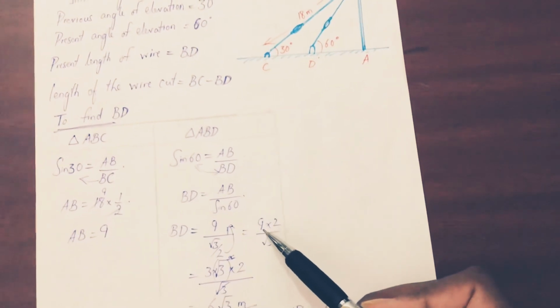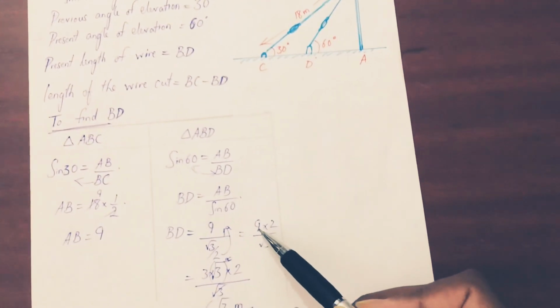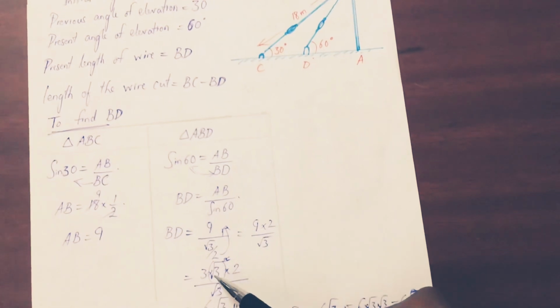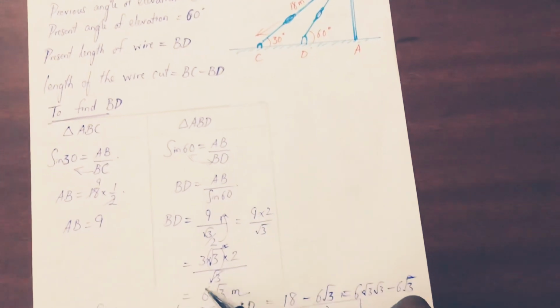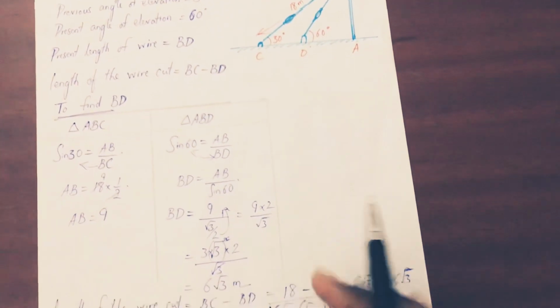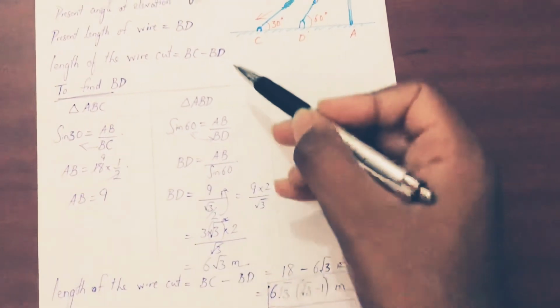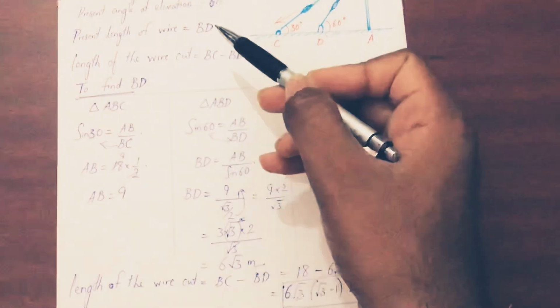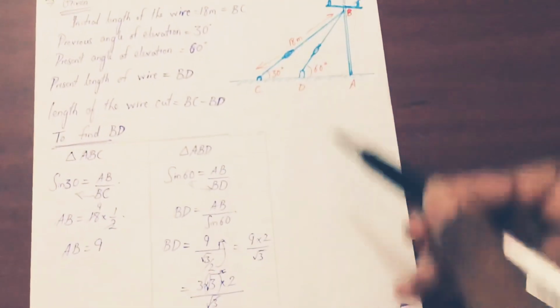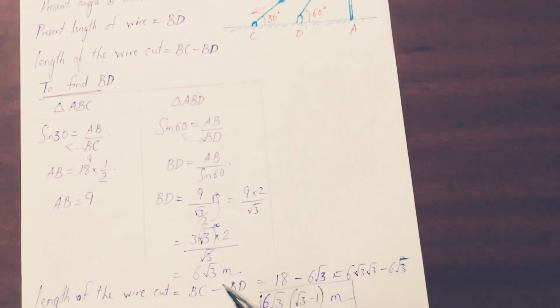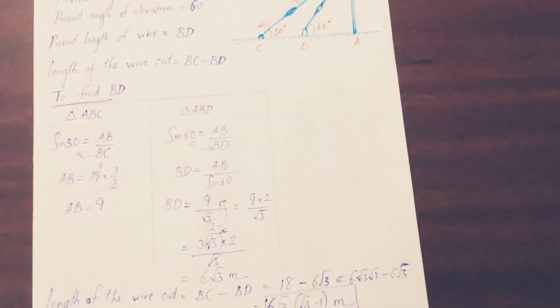Instead of doing that, what I have done is I have written 9 as 3 into 3, and 3 can be written as root 3 whole square. So one root 3 in the denominator and one of these root 3 would cancel. So finally we are left with 6 root 3. That's the BD length. Now we know the BC value, which is 18 meters, and we found the BD value, which is 6 root 3 meters, the present length of the wire.